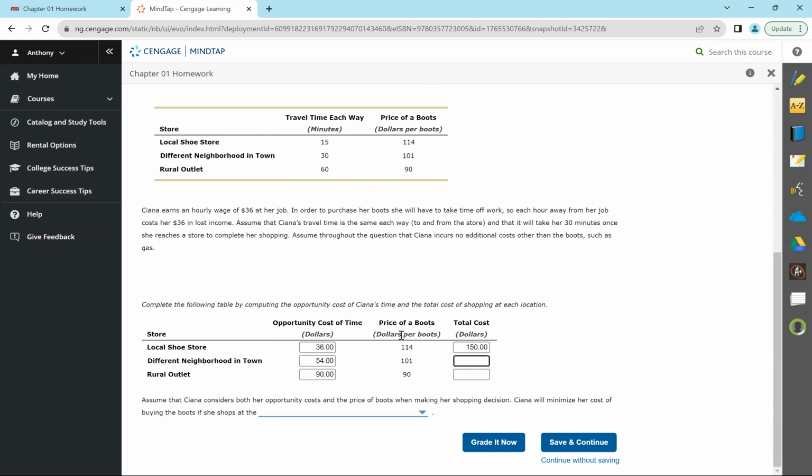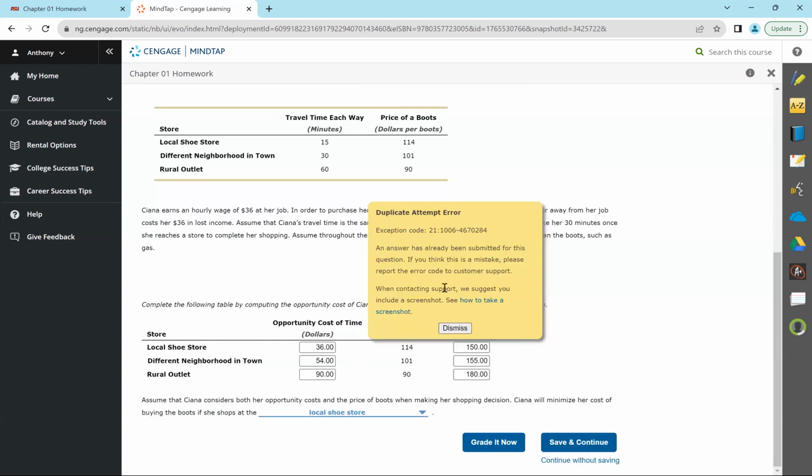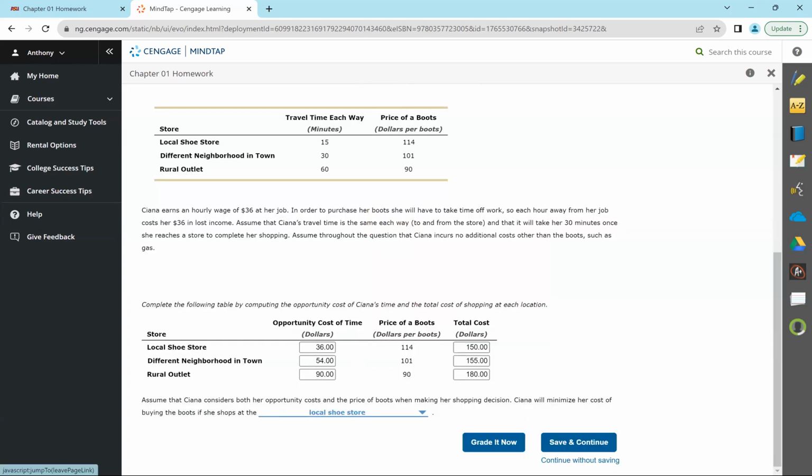And then she wants to shop the local because it's the cheapest. All right, I'm gonna click rate it now. So there you go, duplication, that's gonna be bad. So what I was gonna say though is what I can do is enter the answers, not in the future problem, click save and continue, and then you could come back and submit it or grade it now, or I can click grade it now each time.